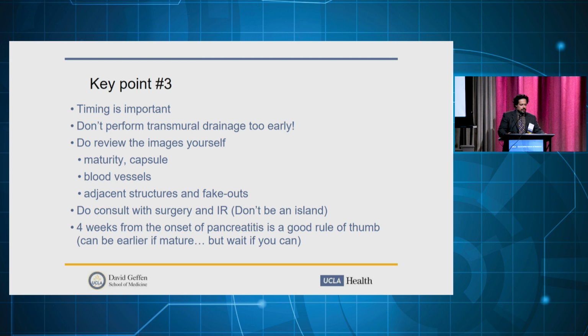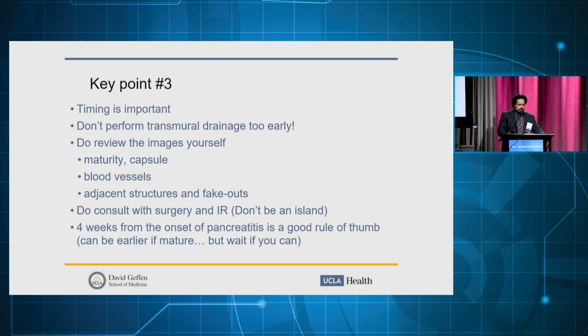So timing is important. Don't perform transmural drainage too early. Review the images yourself. Look for maturity of capsule. Look for a blood vessel. Look for an adjacent structure. A gallbladder looks a lot like a pseudocyst sometimes, so make sure you know what you're looking at. Consult with surgery and IR. Don't act on your own as an island. This is a multidisciplinary disorder.